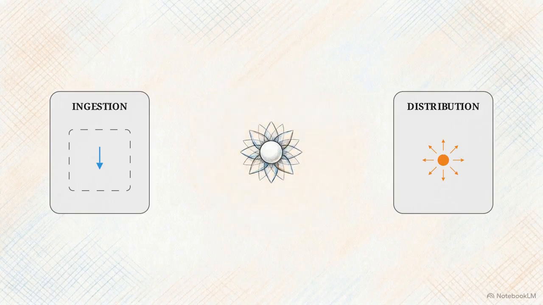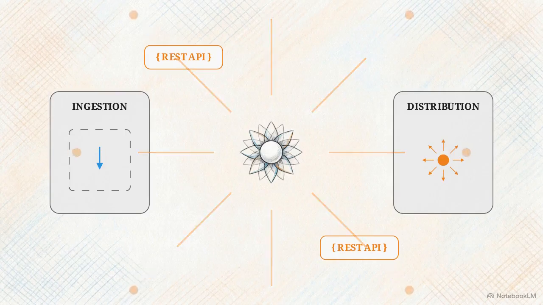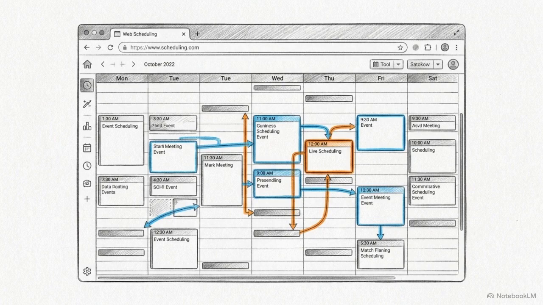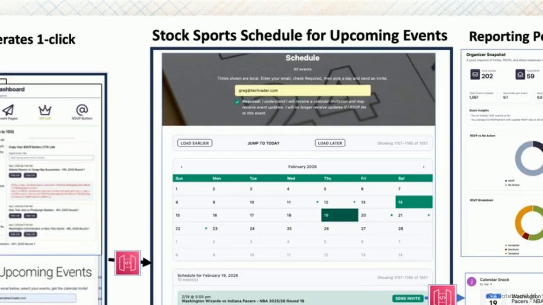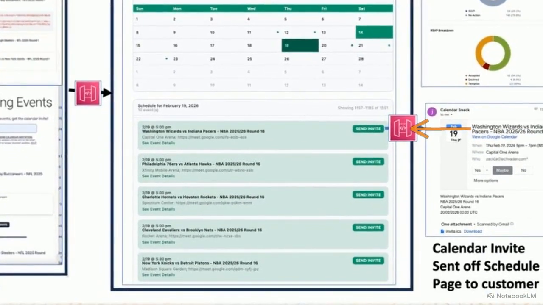With the database populated, the normalized event data is now accessible via REST APIs. These APIs can be embedded directly into static web environments to generate dynamic, live schedules. This generated sports schedule demonstrates the practical result. Users simply enter an email address and click the green Send Invite buttons to execute the distribution.